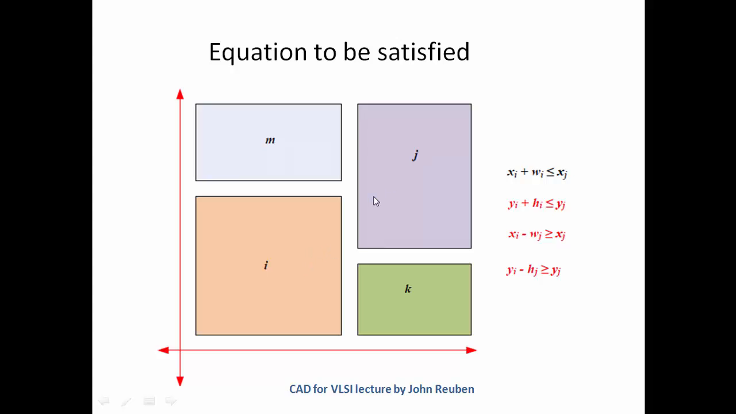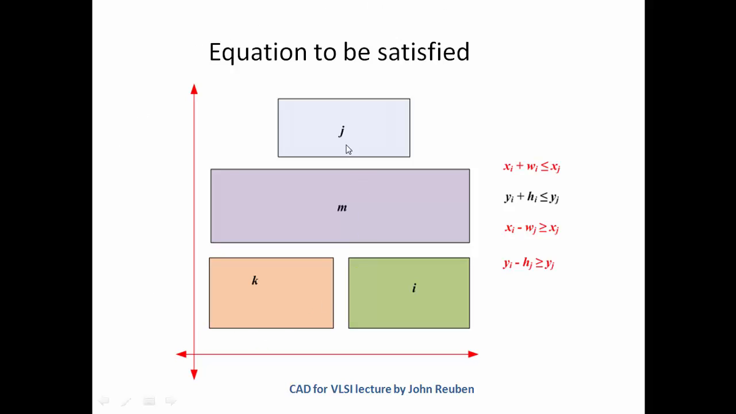But even in this case we can see that the first equation is satisfied, that xi plus the width of module i will be lesser than xj. So the first equation is satisfied. The other 3 equations are not satisfied because yi plus hi is lesser than yj is not satisfied. This would have been satisfied if j would have been further above, and similarly this and this are also not satisfied. So only the first equation is satisfied for this placement of blocks.